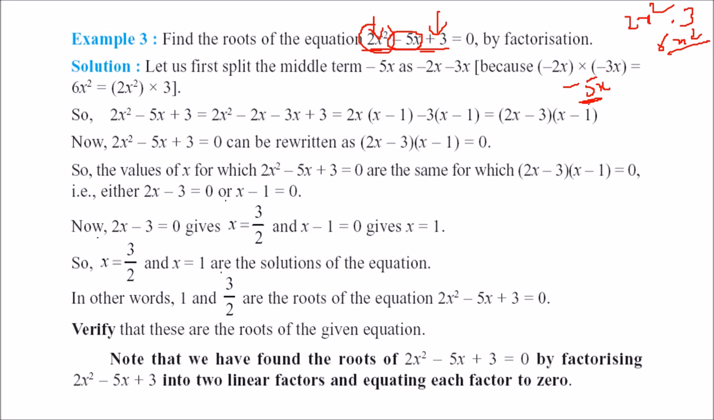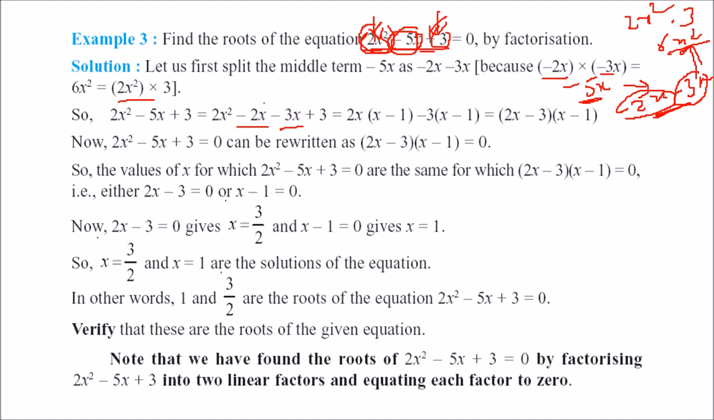So how can we write minus 5x? Minus 5x can be written as minus 2x minus 3x. In this case, minus 2x into minus 3x is nothing but 6x square. So this will satisfy our situation. This is exactly equal to the product 2x square into 3. So 2x square minus 5x plus 3 can be written as 2x square minus 2x minus 3x plus 3.